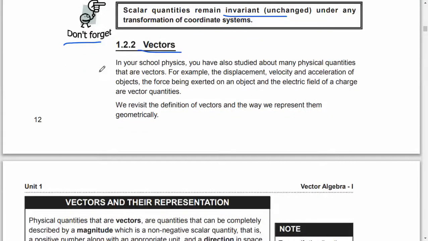Vectors. In your school physics, you have also studied many physical quantities that are vectors. For example, the displacement, velocity, acceleration of an object, the force being exerted on an object, and the electric field of a charge are vector quantities. We revisit the definition of vectors and the way we represent them geometrically.